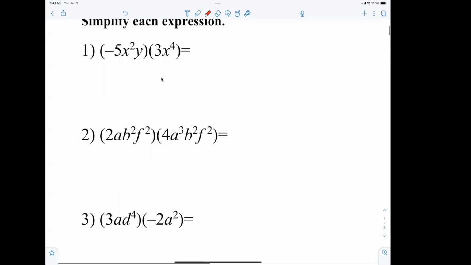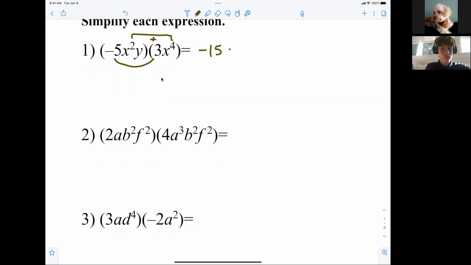Number one, remember you're multiplying numbers. So that's negative 15. Then you're doing what to the exponents? Adding them. All right. So this would be x to the 6th and then y to the 1st.